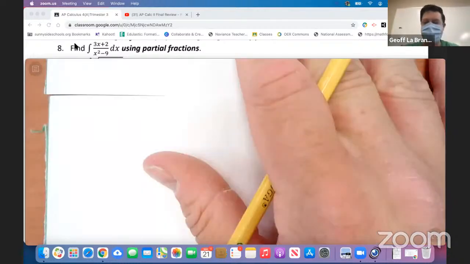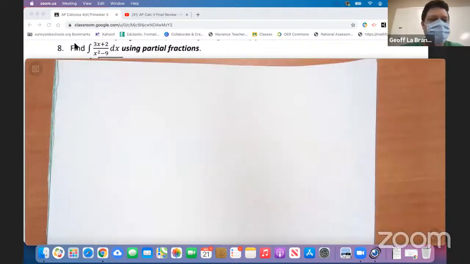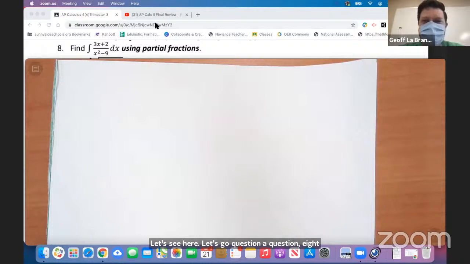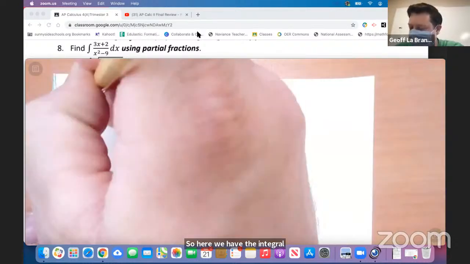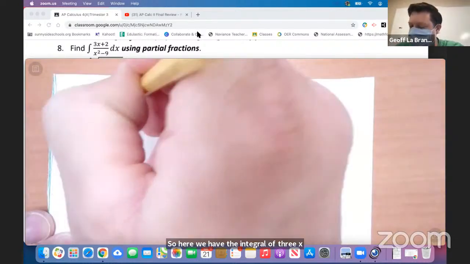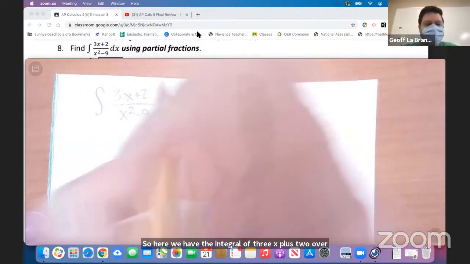Let's see here. Let's go question 8. Question 8, integration by partial fractions. So here we have the integral of 3x plus 2 over x squared minus 9 dx.